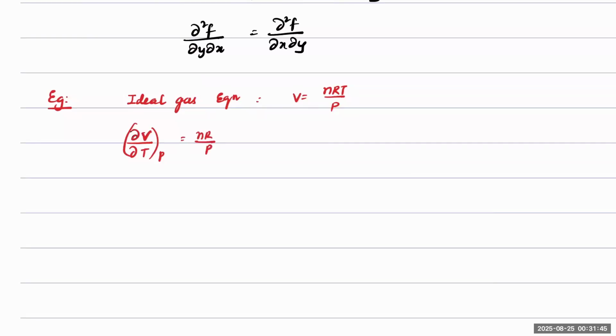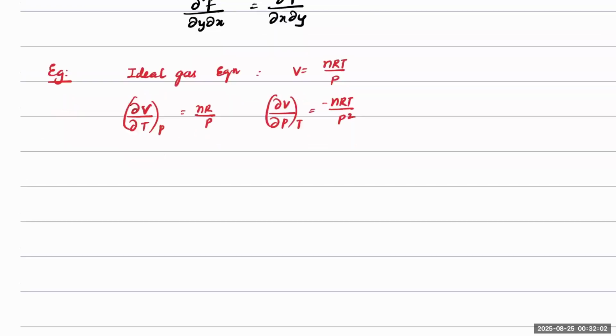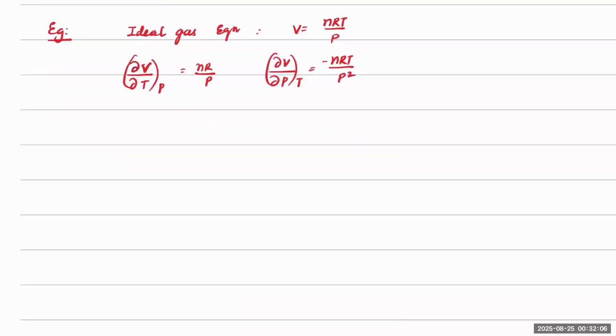Second, I'll differentiate this as ∂V/∂P at constant temperature. Then it will become nRT by minus P square. Sorry, the minus will not. So minus nRT by P square. I'm going with the fact that you are comfortable with this kind of differentiation already. Yeah, everyone?